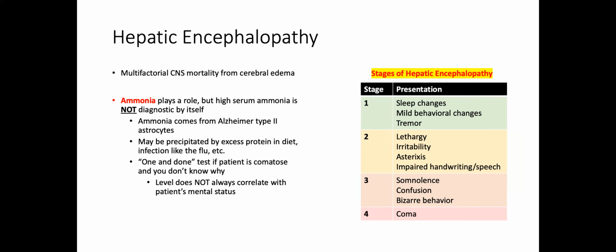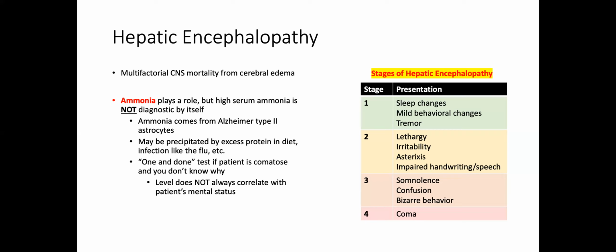And I told him, well, I know that most people check an ammonia level, but that's not the way that you should check it, because a high serum ammonia is not diagnostic in itself. Ammonia can come from other things. Maybe they have too much protein in their diet. Maybe they have Alzheimer's. Maybe they're comatose and I just don't know why. The level is not going to correlate with their mental status.